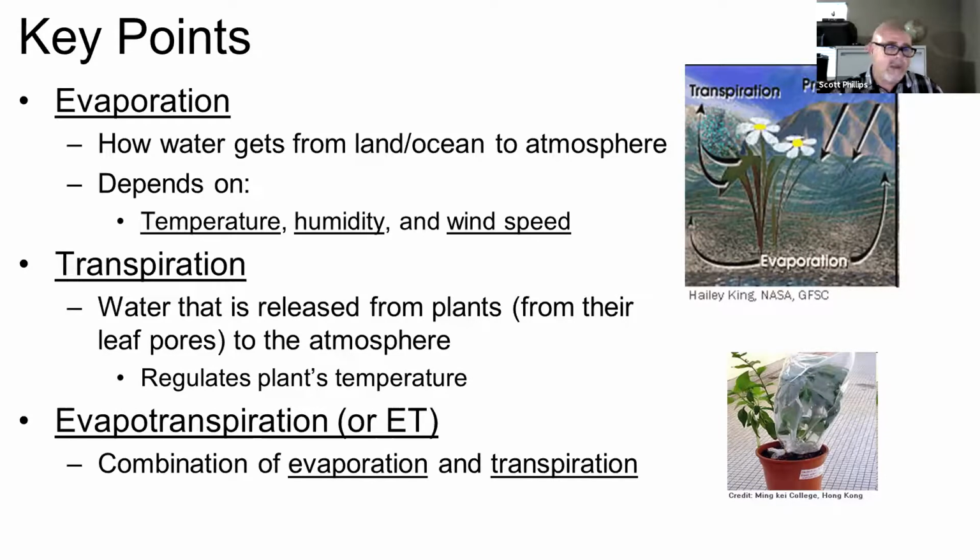And in fact, there is a third term, which is a combination of these two terms, evapotranspiration, which is a combination of evaporation and transpiration compressed into one word. Sometimes it's abbreviated as ET for short. So the total amount of moisture leaving the Earth's surface is both. It is the evapotranspiration that's happening.